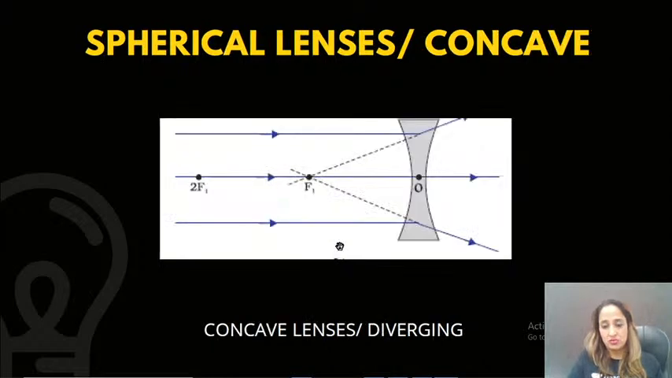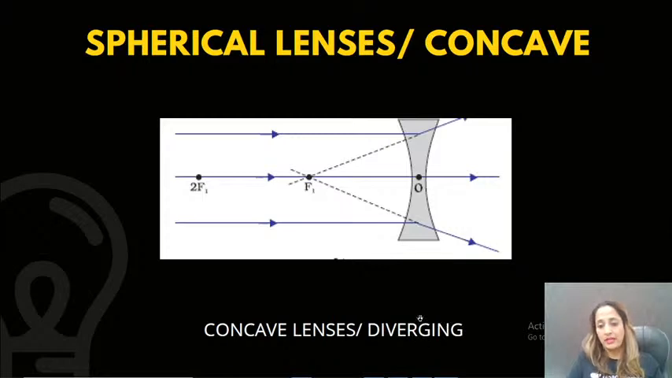So let's go to another example where we have this biconcave lens. See, both the surfaces are curved. So this is the example of biconcave lens. Bi means two. It has two concave surfaces. So these type of lenses, we call them diverging lenses.